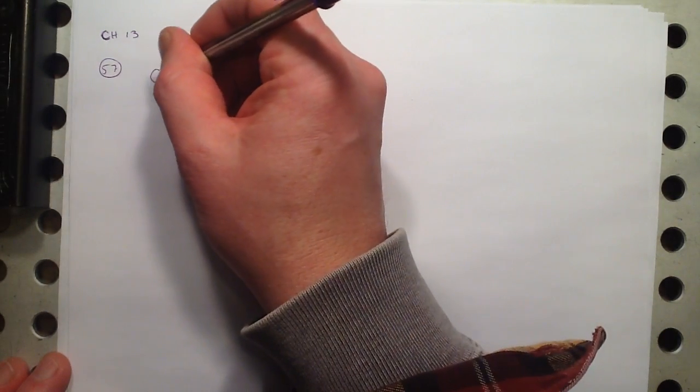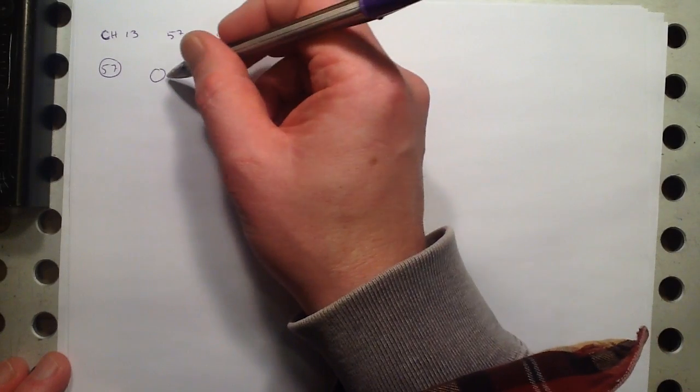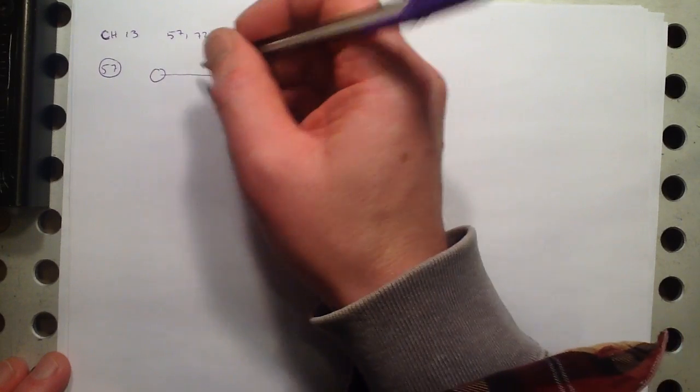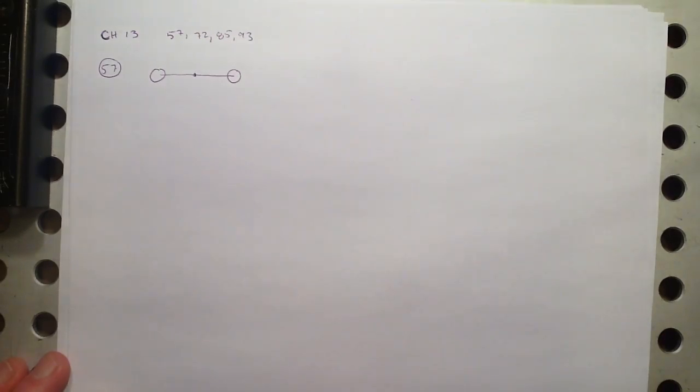So we've got two stars. Each of them has the mass of the Sun. They're one astronomical unit apart, and they rotate around their center of mass, which is right here.